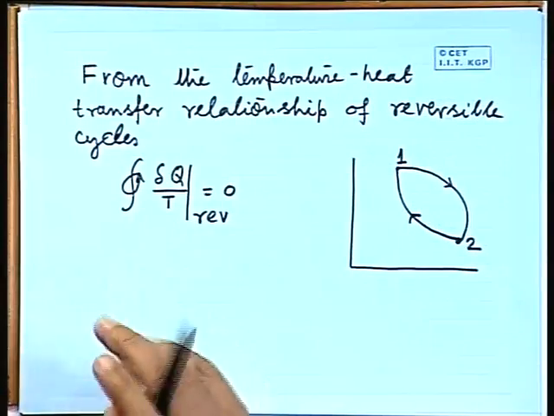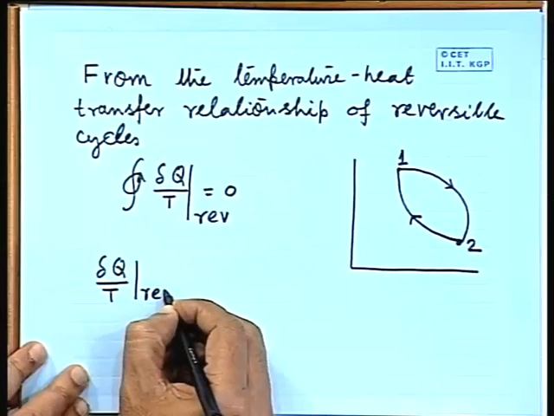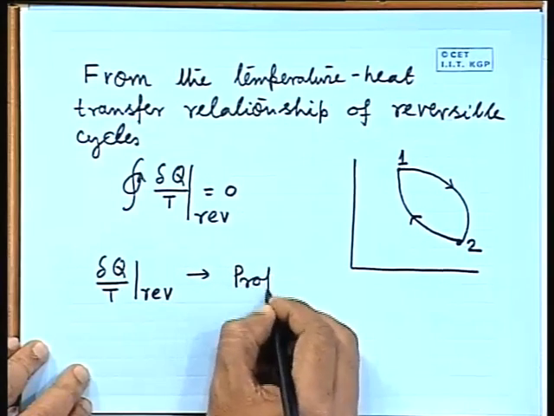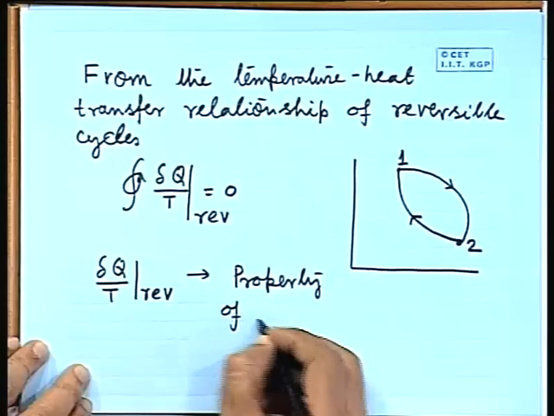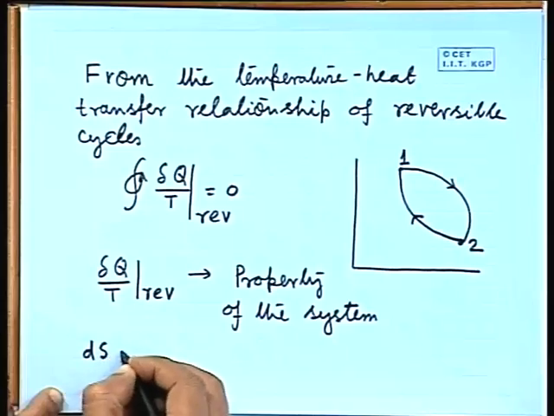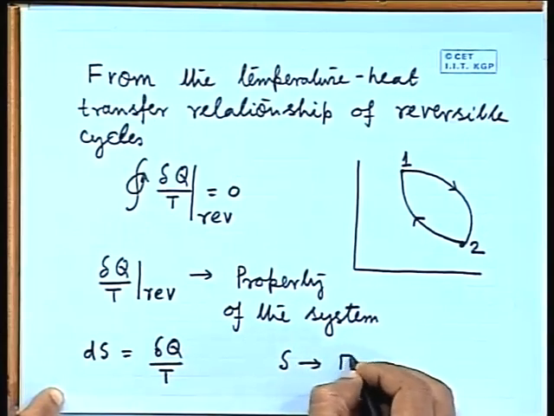But dq by T becomes a property, it does not depend on the path. If the end states are fixed, then the change in dq by T is also fixed. So, we can now write dq by T, of course, we have to put this, it is for reversible. This is a property of the system, and this new property is termed as entropy. So, we can write dS is equal to dq by T, where S is entropy.